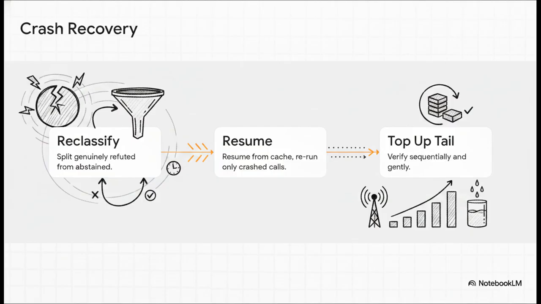Step 1, reclassify. Run that tiny script we just talked about to split your refuted pile into what's genuinely refuted versus what just abstained. Step 2, resume from cache. A good loop harness caches completed stages. You only rerun the abstained verifier calls. You pay for the gap, not the whole pipeline. Step 3, top up the tail manually and gently. Do it sequentially. That shared rate limiter that caused the crash in the first place, it eases up over time. A gentle serial top-up slips right under the radar.